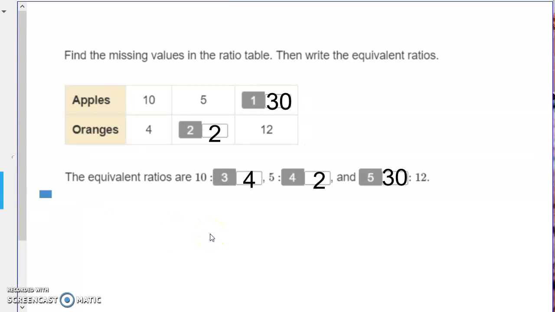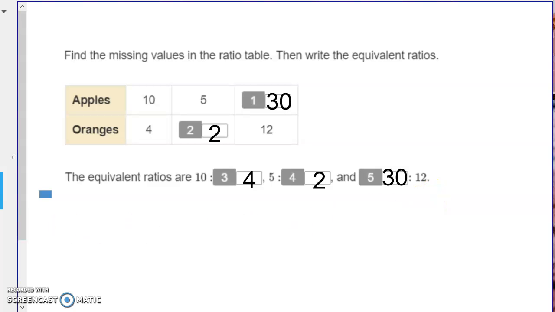Next one, find the missing values in the ratio table, then write the equivalent ratios. So 10 divided by 2 is 5, so 4 divided by 2 would give me 2. 4 times 3 is 12, so 10 times 3 would be 30 here. So 30 for this missing number, 2 for that missing number. Then to write my equivalent ratios, it would be 10 to 4, 5 to 2, and 30 to 12 for those missing numbers there.